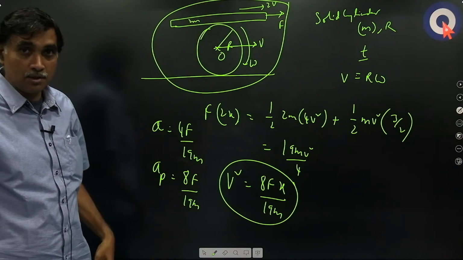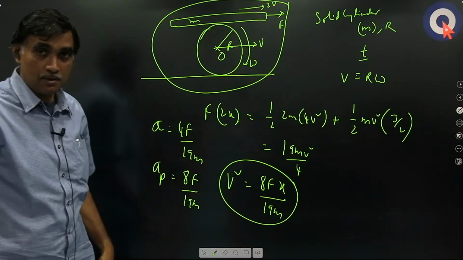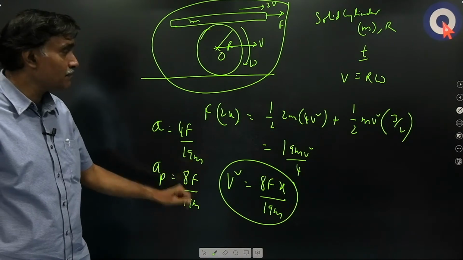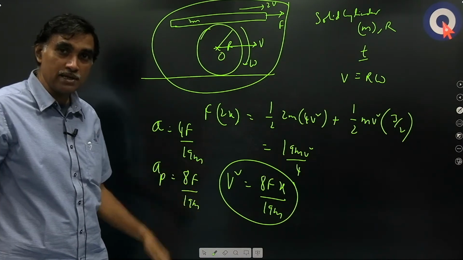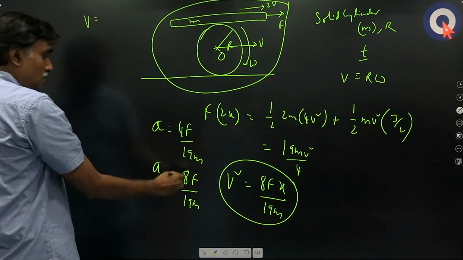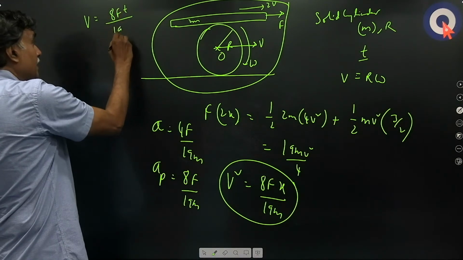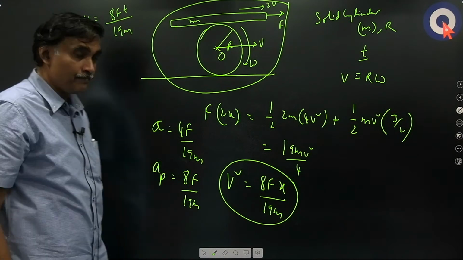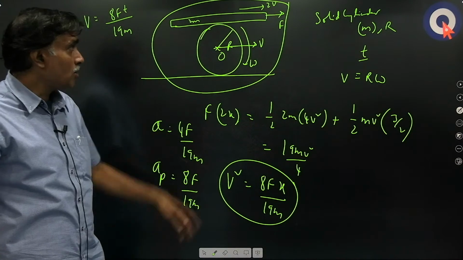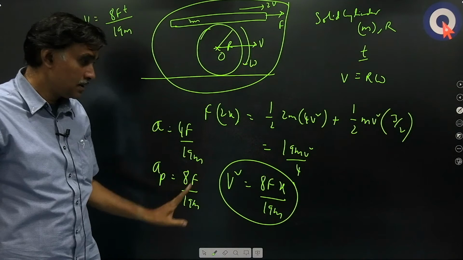Now if I can, then we can apply the work-energy theorem for the plank. In a time t, what is the velocity acquired by the plank after time t? V equal to u plus at, we can use. V equal to at, that is 8F into t by 19m. Okay. In that time, how much does the plank move? Half at square.